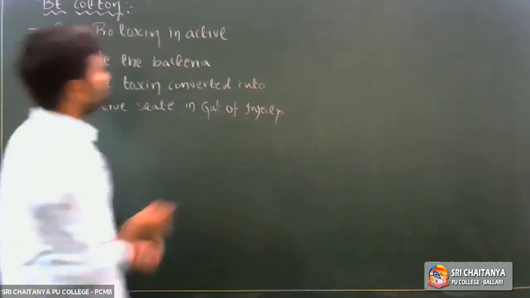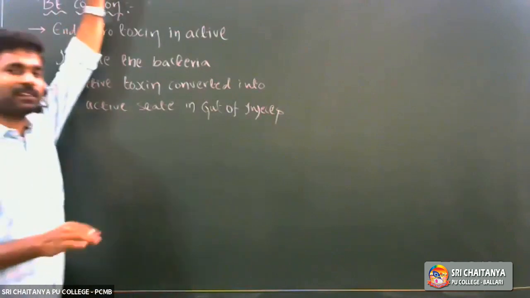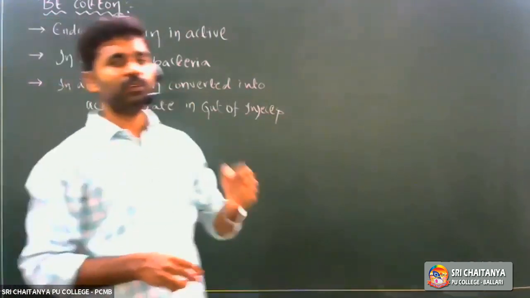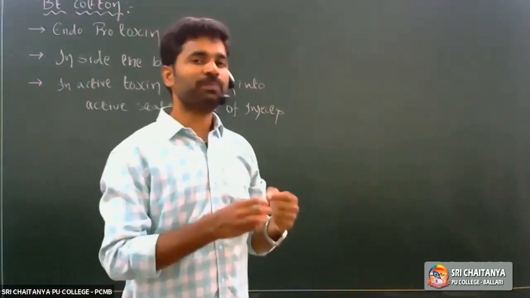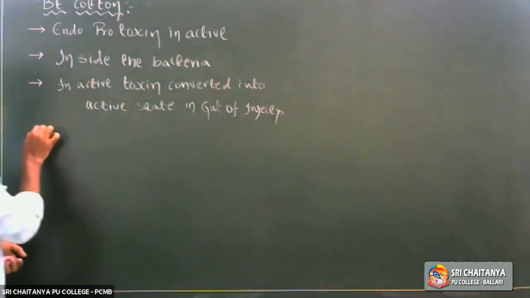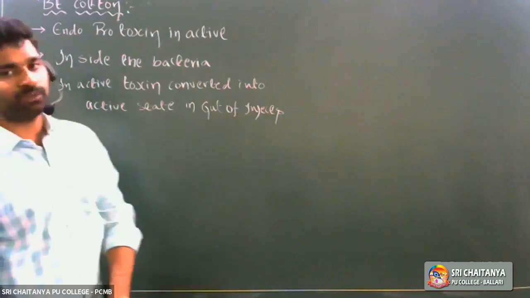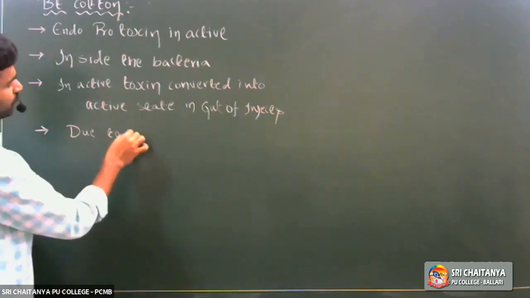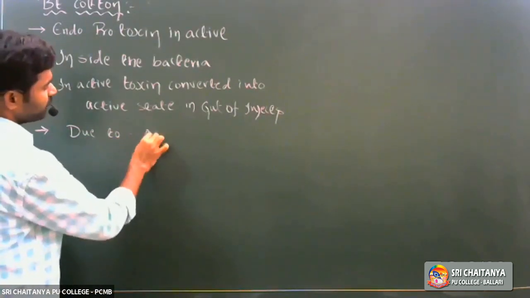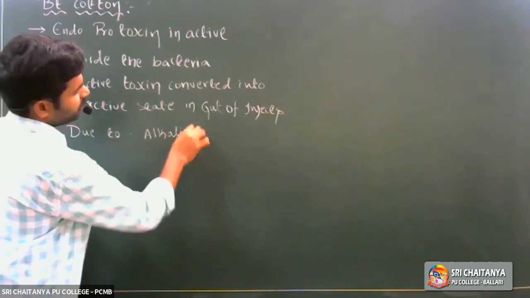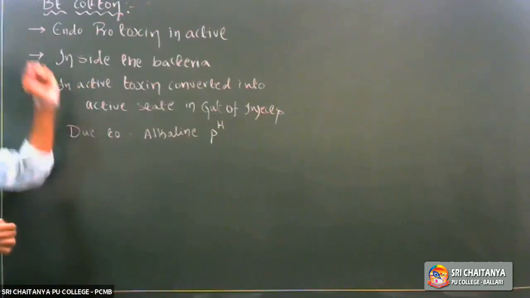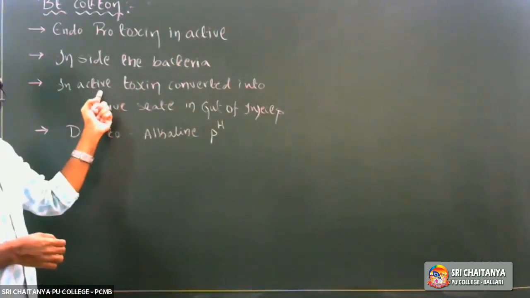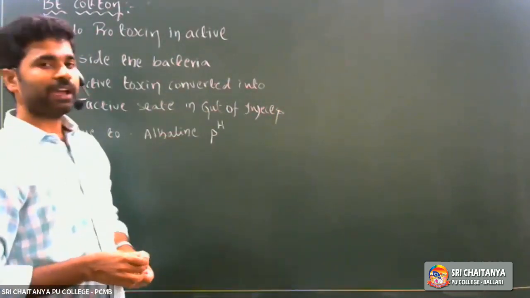So why is it inactive inside the bacterial cells? Inside the bacterial cells, there is no alkaline pH, right? But whenever that inactive protoxin enters into the digestive system of the insect, due to the presence of alkaline pH, that inactive toxin is converted into active toxin. What is the reason? Due to the presence of alkaline pH in the gut of insects, that protoxin or inactive toxin is converted into an active state, right?